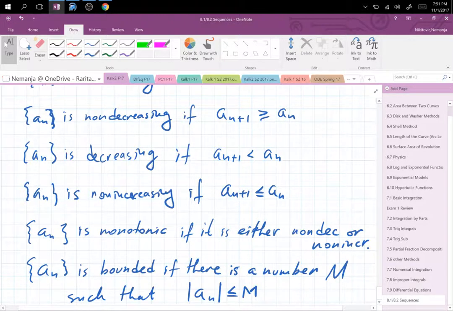Wait, so can monotonic be anything else but that? Monotonic means that it doesn't change direction. So it can go, it can be flat, it can go again, flat, go up. If it starts going up at one point, it can never go down. It means it either goes up or it goes down. It might flatten a little bit.